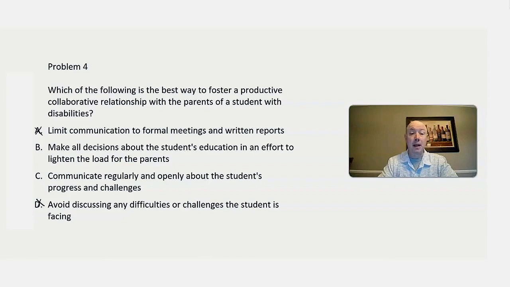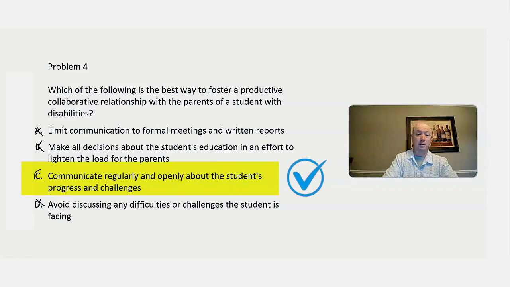Choice B, make all decisions about the student's education in an effort to lighten the load for the parents. So we never want to make unilateral decisions. We always want to incorporate the parents into our decisions. So I'm going to eliminate choice B. So the best answer here would be choice C, communicate regularly and openly about the student's progress and challenges. So choice C.